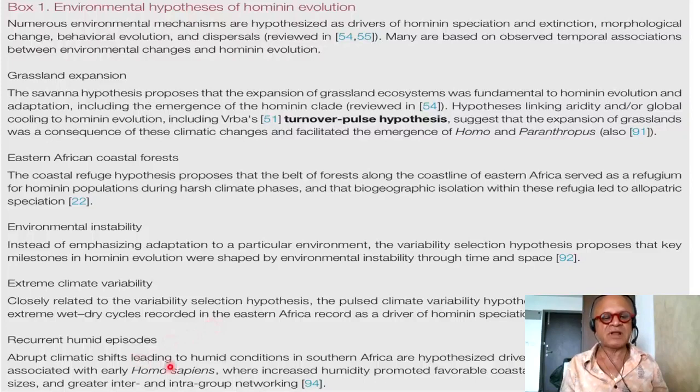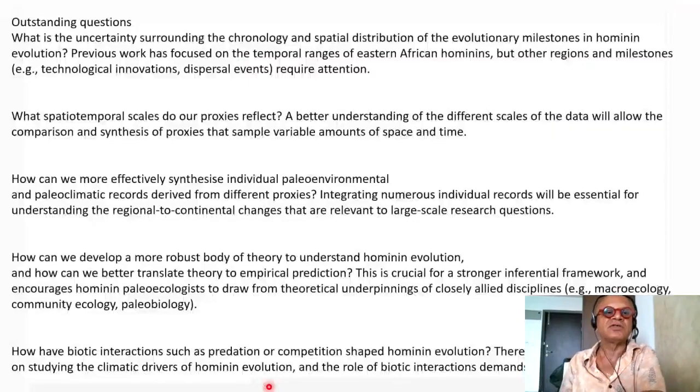Recurrent humid episodes, abrupt climatic shifts leading to humid conditions in southern Africa, are hypothesized drivers of behavioral innovations associated with early Homo sapiens, where increased humidity promoted favorable coastal refugia, higher population sizes, and greater inter- and intra-group networking. So once you have cognitive ability and expertise to build tools and so on, the way you respond to environmental perturbation will be very different than species which simply try to survive or move or go extinct, right? So this is the difference between hominins and other species, and the interaction between climate, ecology, and evolution.